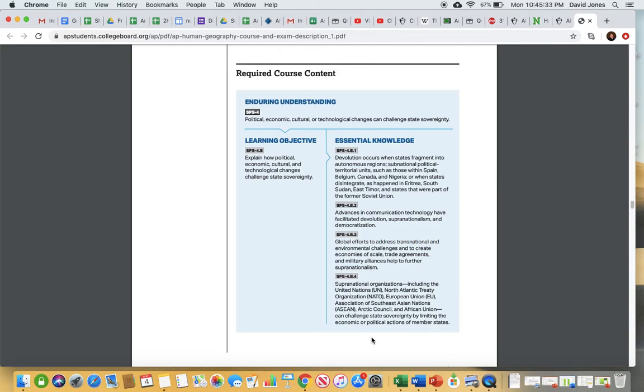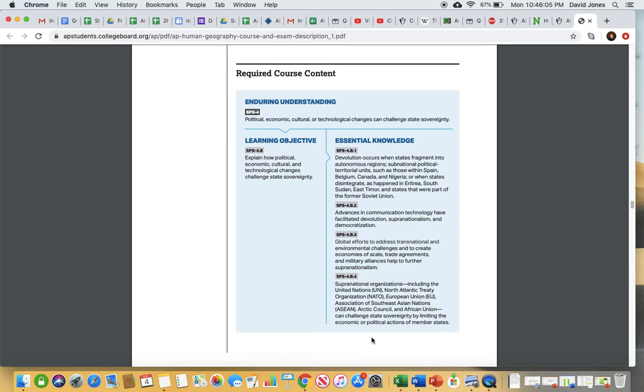Then we have places where it has happened already. So I talked about Eritrea a second ago, which split off from Ethiopia. South Sudan, East Timor was a fairly new country in the 1990s. And then all of our former Soviet republics split off there as well. Okay. Then it talks in this next chapter about advances in communication technology and the impacts that they've had on different terms. So facilitated devolution, which is the devolving of a country down to the local level.